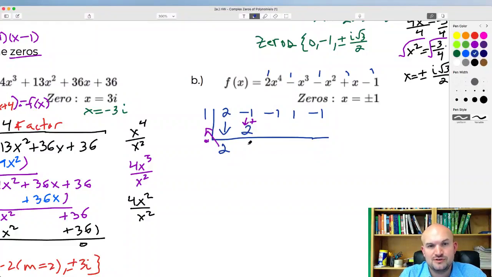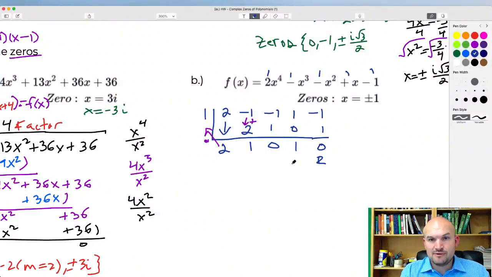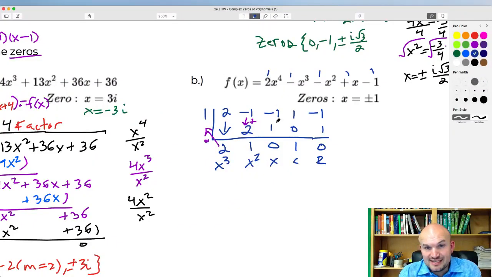So -1 plus 2 is 1. 1 times 1 is 1. -1 plus 1 is 0. 0 times 1 is 0. 1 plus 0 is 1. 1 times 1 is 1. And that is 0. Now, I could go ahead and write this as my polynomial. Like that's my remainder, my constant, coefficient of my linear, coefficient of my quadratic, and then coefficient of my cubic. Since we took the coefficients to do synthetic division, the quotient is in coefficients. So we would have 2x³ + x² + 1.